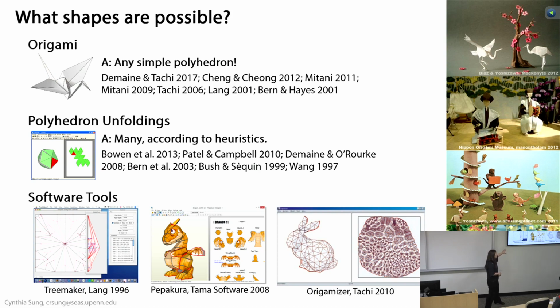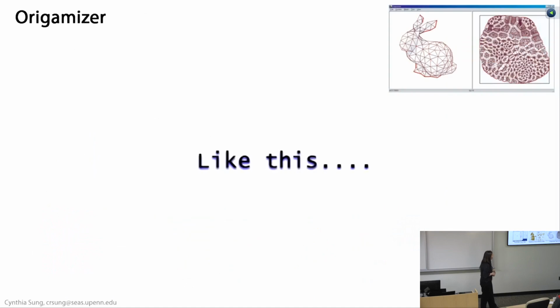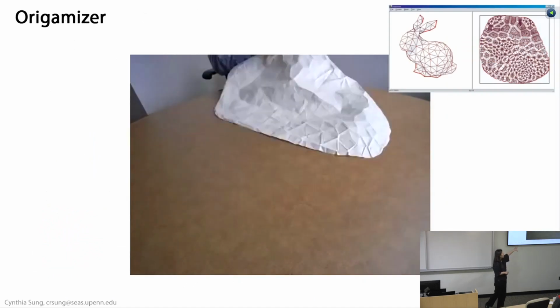And now there's software that you can download where you just take whatever mesh that you want, input it into the software, and out comes the fold pattern. So I want to show you an example of one of those. So this is the Origamizer here.